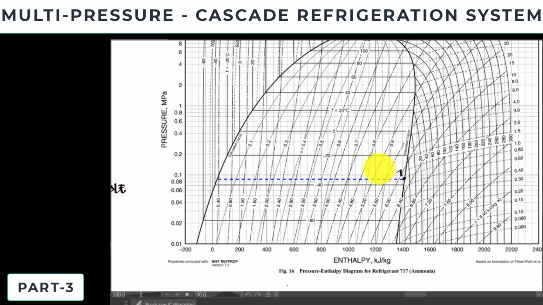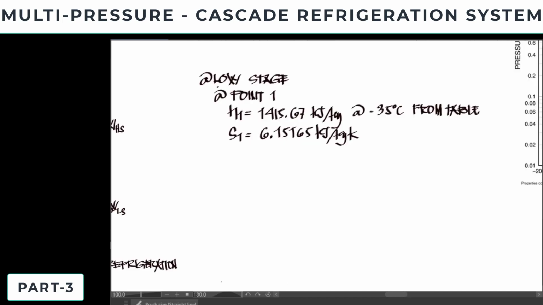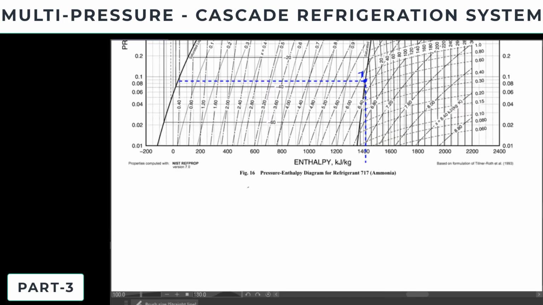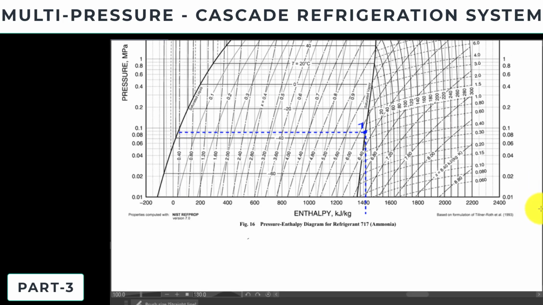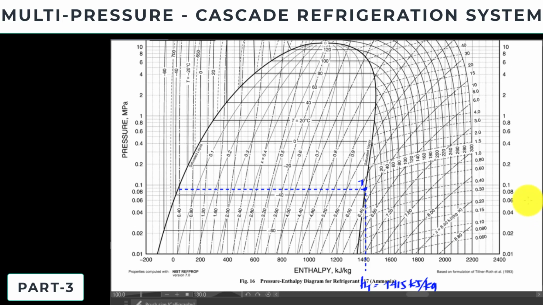Okay. So this is my point 1. Now, referring to the enthalpy, we have here what we got earlier, that is 1415. So this is equal to 1415. So we have your enthalpy 1, which is equal to 1415 kilojoule per kilogram for the enthalpy at point 1.